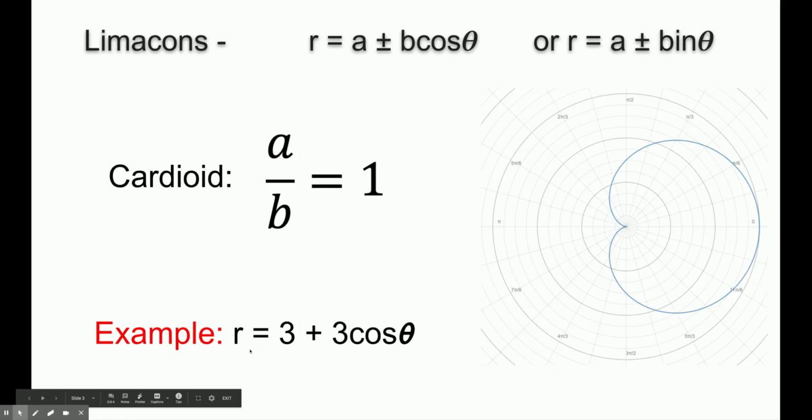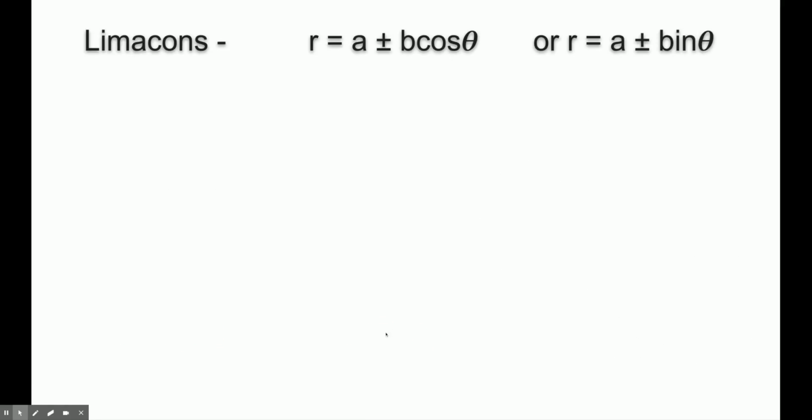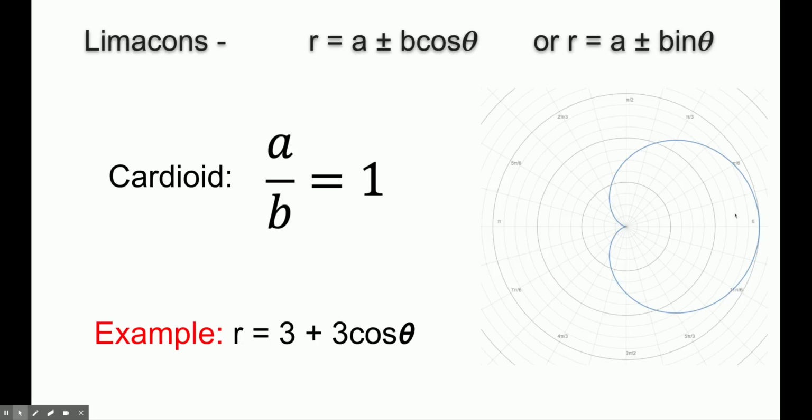Now, the maximum distance from the pole is 6, because the largest thing that the cosine can be is 1, 1 times 3 is 3, 3 plus 3 is 6. So right here is the farthest away from the pole I can be. And what you'll notice is that you can go all the way around the circle, and you could plot as many points as you want. You could plot the value of pi over 3. The cosine of pi over 3 is a half. 3 plus 1.5 is 4.5.